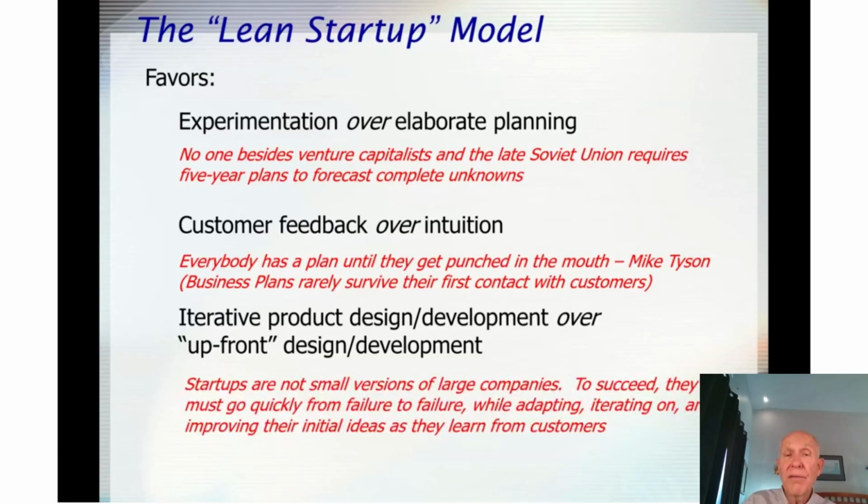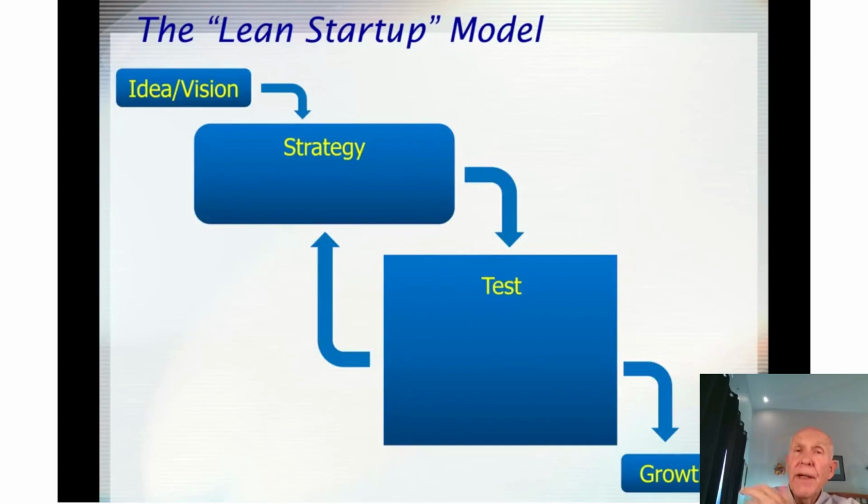Startups are not small versions of large companies. If they're going to succeed, they've got to figure out what's wrong, figure it out in front of the customer, go from failure to failure, figure out what's right, and move as quickly as possible. And if you read the book by Eric Ries, it's just a bunch of stories. And it's really interesting and kind of fun. And it mostly refers to software development. But what I've done is made a little flow chart out of this.